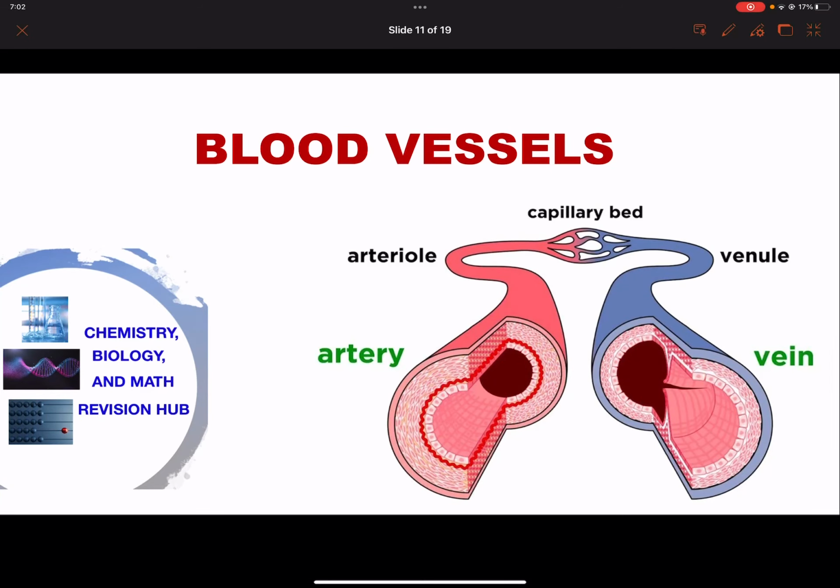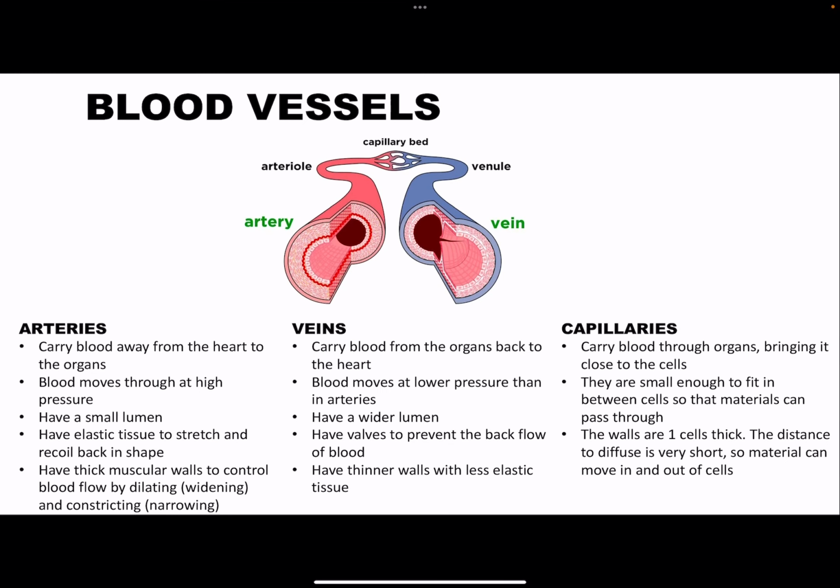This video is part of the Biology Topics Revision series, and today we are looking at blood vessels. So let's begin. Blood vessels include the arteries, the capillaries, as well as the veins. Those are the three main types of blood vessels.